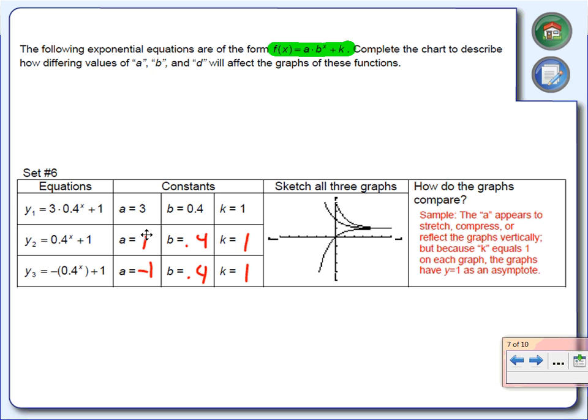What does that negative one do to the graph? What does the negative sign do to the graph? Flips it over the x-axis, giving us a reflection. That negative sign is giving us a reflection over the x-axis. And all of these graphs have y equals 1 as their axis.